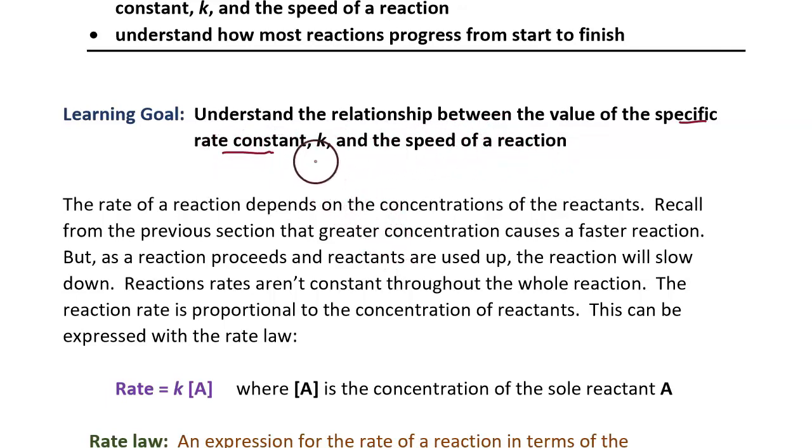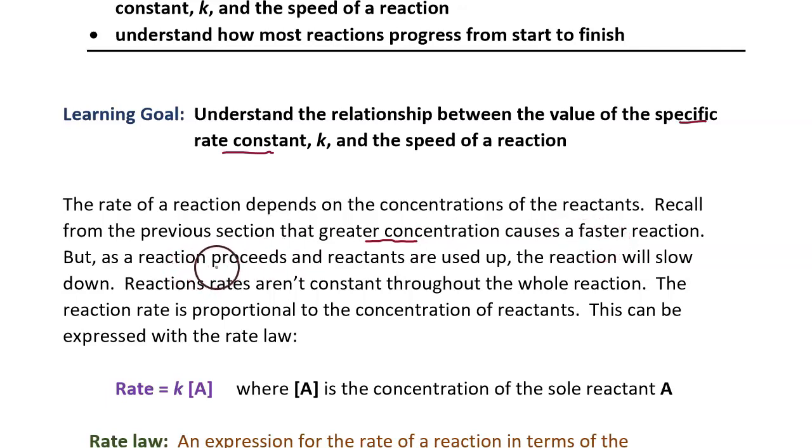The specific rate constant is going to be represented with the letter K. The rate of a reaction depends on the concentrations of the reactants. Recall from the previous section that the greater concentration causes a faster reaction. If there's greater concentration, then there are more particles that can collide, then there will be more of the activated complexes formed, and then there can be more product formed. So with higher concentrations of reactants, a reaction will occur faster.